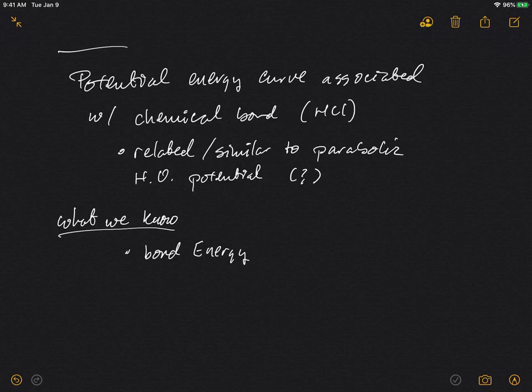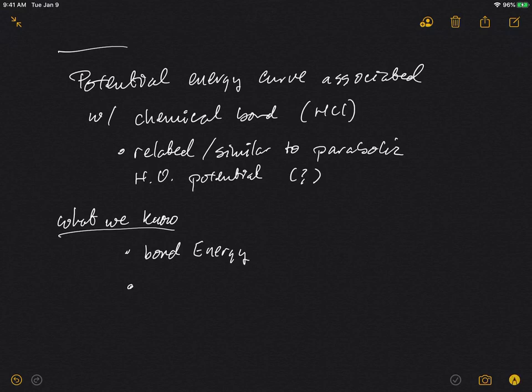So if these atoms come together and form a molecule, then there's presumably an exothermic reaction. Heat's given off to the surroundings, and you end up with a system that's in a lower energy state relative to the isolated atoms that you started with.